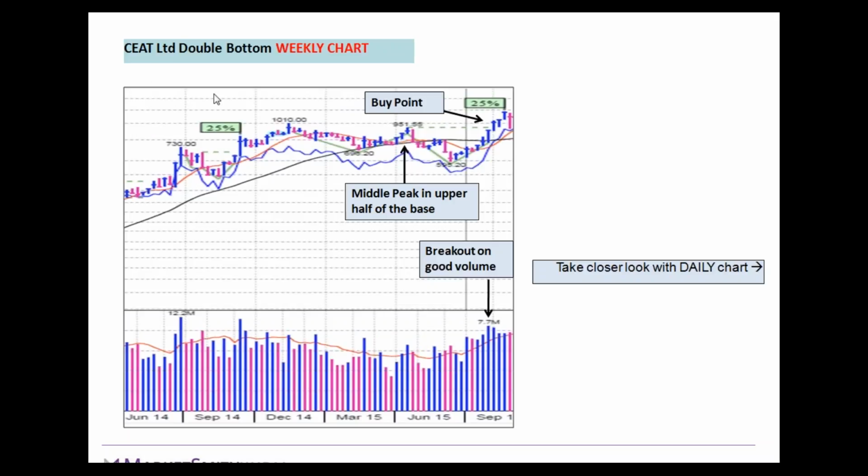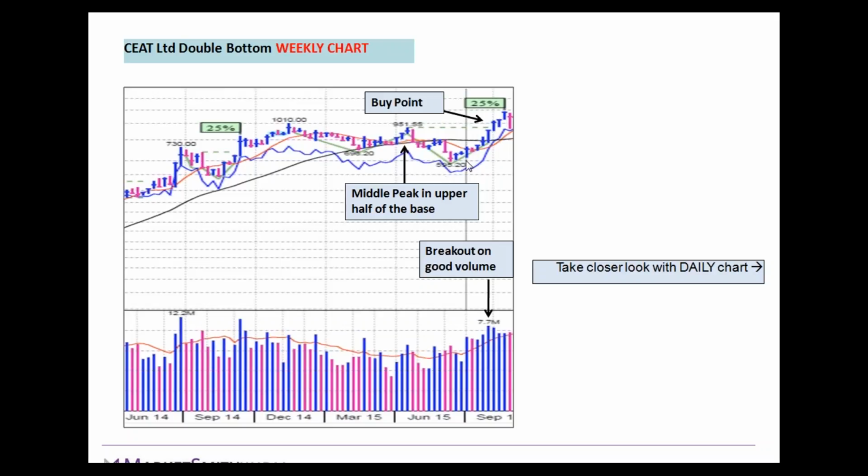Okay, here's another example. This is CAT, another double bottom base. So there is a prior uptrend. Stock has been moving up for some time. It starts consolidating. It makes a low. Once it makes a low, it starts rallying again for some time. It recovers more than half of its initial losses. It makes a peak here again. So this is your pivot price. This is the peak, and then it starts correcting. It makes a low that is even lower than the prior low. So there's a shakeout here, very clear shakeout.